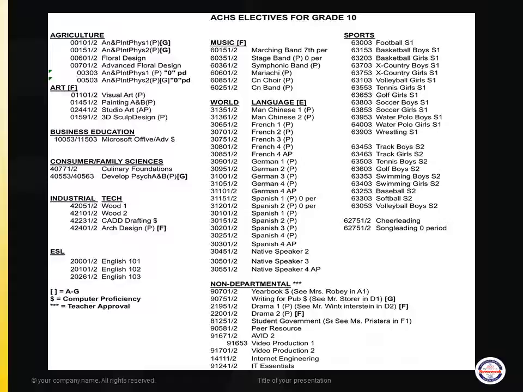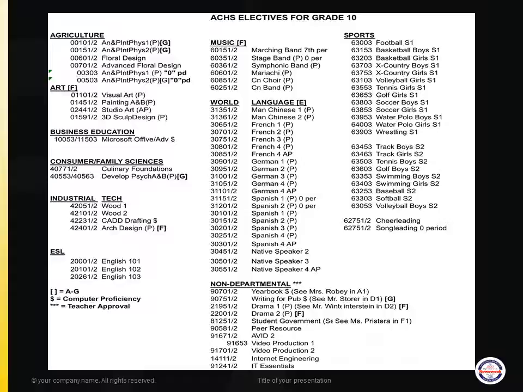Going down to world languages, if you have not taken a world language this year, we offer Mandarin Chinese, French, German, Spanish, and Spanish for those of you who already know how to speak Spanish. Finally, down at the bottom of the middle column under non-departmental, we have the yearbook class, the Stinger newspaper class called Writing for Publication, and the drama class, all 3 of which you can see require teacher permission or teacher signature. Below that, we have student government, which is with Ms. Prestera, which also requires her permission to take.